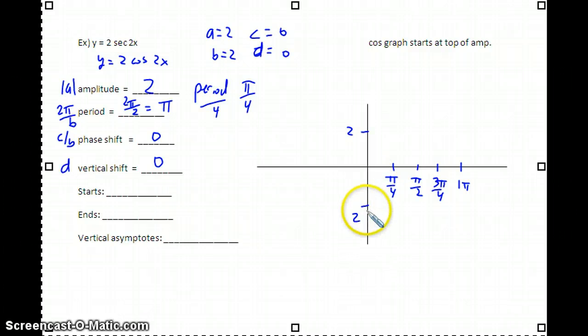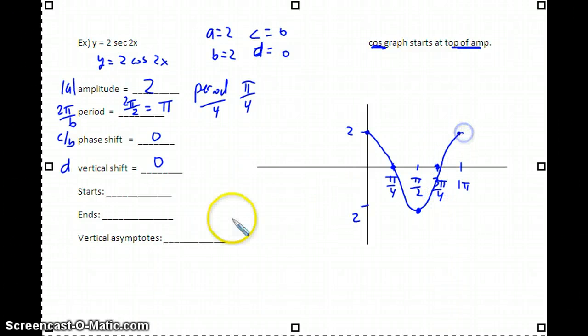And then what I'll do is recognize that the cosine graph starts at the top of the amplitude. So my graph is going to start here, come down to the next one, down here, up, and up. And that will be the cosine graph. So this graph is actually starting at 0, and it's ending at pi over 2.